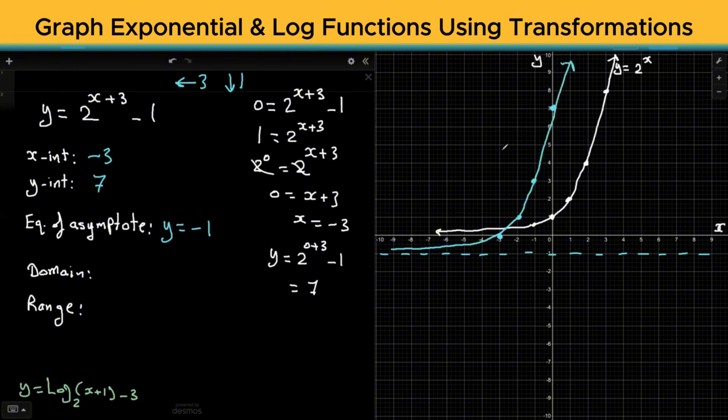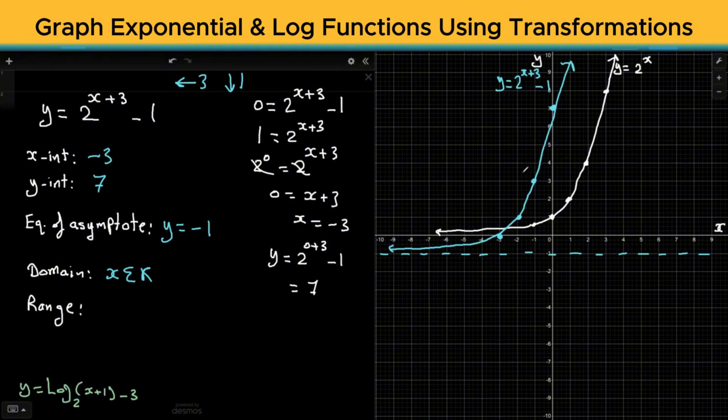And we have this, and this is what y equals 2 to the power of x plus 3, minus 1 looks like. The domain for any exponential function is x is an element of the real numbers. It means x is a member of all real numbers, which covers all the x values from negative infinity to infinity. But the range, if you look under the asymptote, the graph here, the blue graph, is not represented.